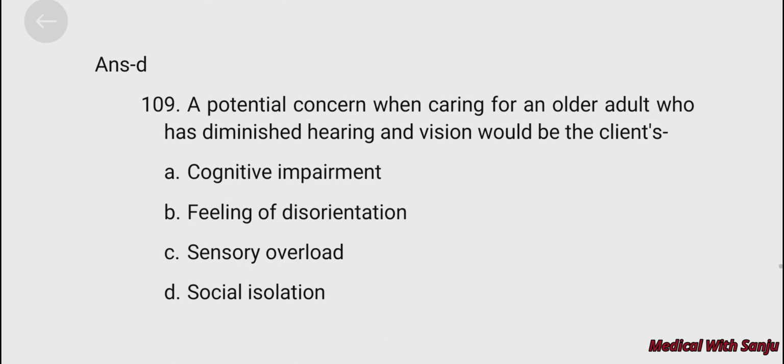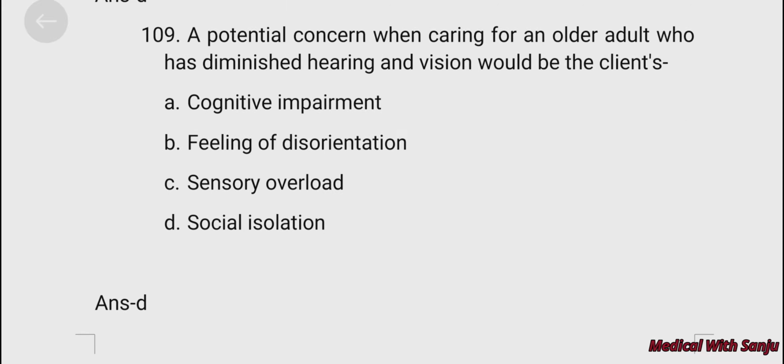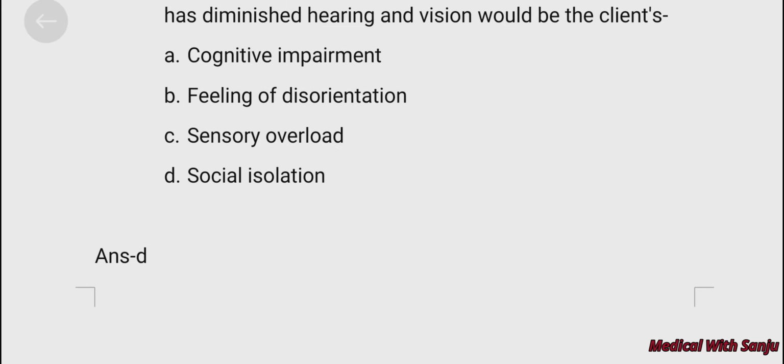Question 109. A potential concern when caring for an older adult who has diminished hearing and vision would be the client's. Option A. Cognitive impairment. Option B. Feeling of disorientation. Option C. Sensory overload. And option D. Social isolation. Option D. Social isolation is a concern for an older adult who has diminished hearing and vision.